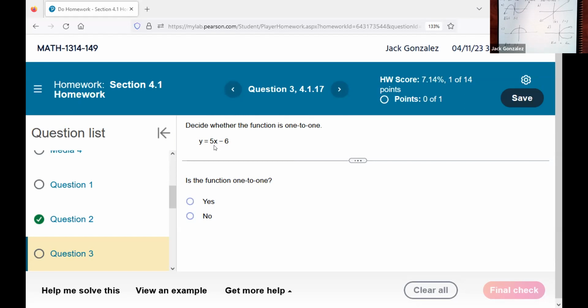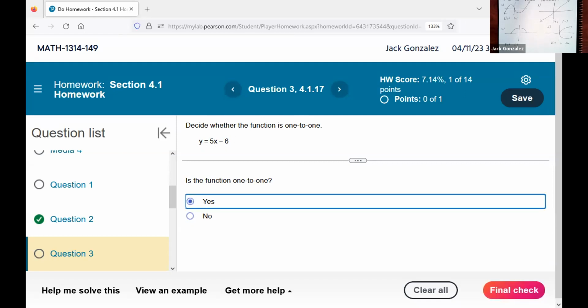Yeah, it's just a line. It has slope, so it has a slant to it. All lines are one-to-one unless they don't have a slope. If it's vertical or horizontal lines, then no. But any other line that's not that, then you're good.